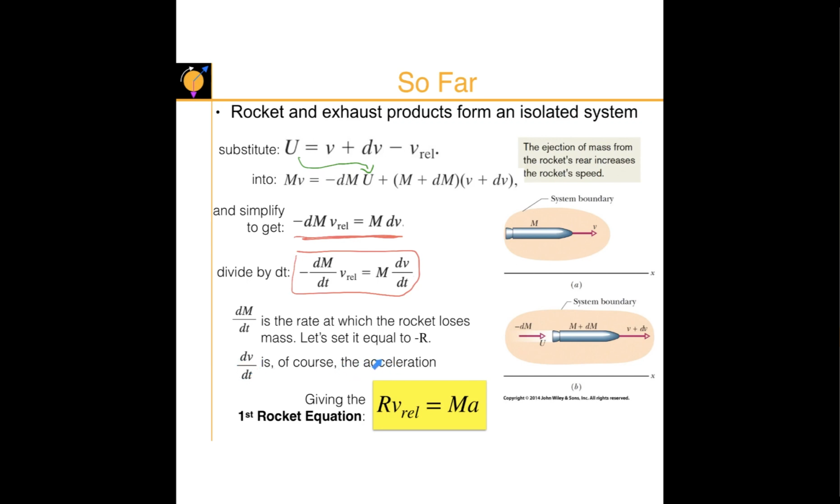So it'll be the acceleration of the rocket. This gives us the first rocket equation, which tells us that the acceleration can be figured out at any given moment if you know the relative speed between the rocket and the exhaust. Remember, that's how fast the stuff coming out the back is going relative to the rocket, times the rate at which it's expelling fuel. So you can use this to calculate the acceleration.